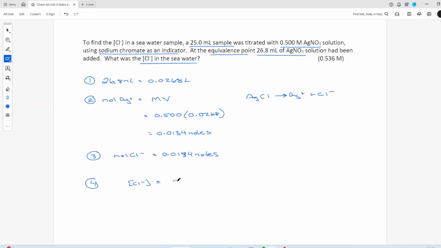So if I wanted to find the concentration of my sample solution, I could say that the concentration of chloride is going to equal the moles of chloride divided by the volume of my sample solution. So my moles is 0.0134 divided by my 25 milliliter sample, so 0.025 liters. I'm going to do 0.0134 divided by 0.025, which gives me 0.536 as my concentration of my chloride ions in my unknown sample. Right? Step by step, we did it. Okay, let's go on to the next one.